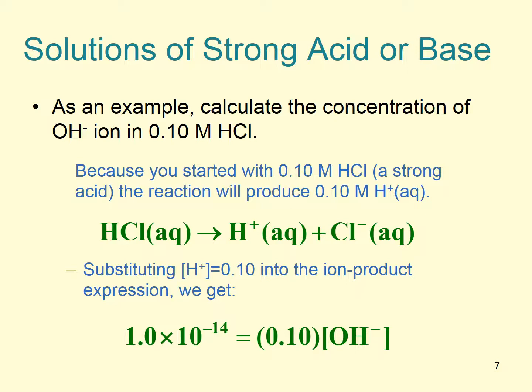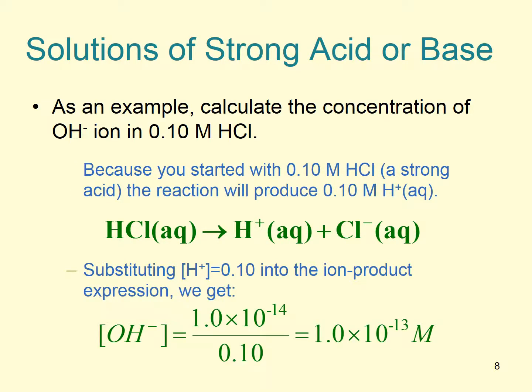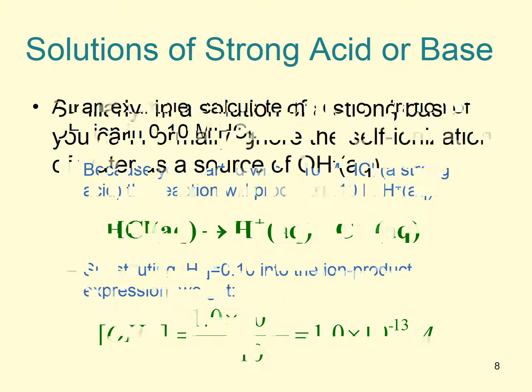So if we divide both sides by 0.1, we get 1 times 10 to the minus 14 divided by 0.1, which gives us 1 times 10 to the minus 13th molar OH negative. You're always going to be able to find one if you know the other, H plus or OH negative.